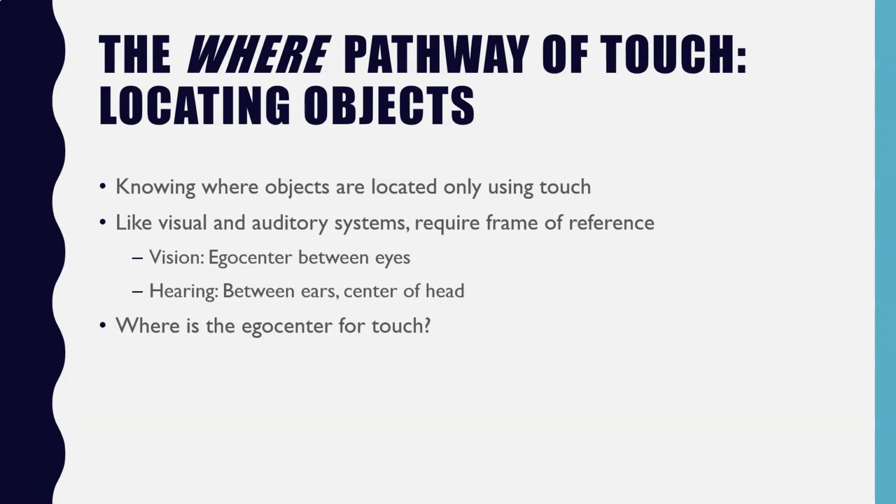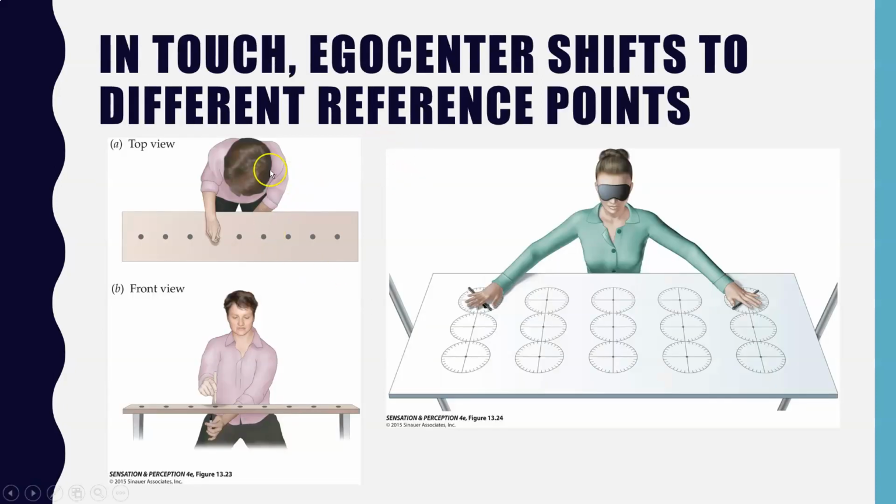For hearing, we have our azimuth. Our ego center is basically directly between our ears and the center of the head. So how can we figure out a frame of reference for ego center and touch? Well, a pretty straightforward way to do this that researchers have done, and your book gives you a way to try this yourself, is you take one hand and basically put it under part of a table and put a pencil up to it. And then you try with the other hand on the top of the table to see if you can get those points to match.